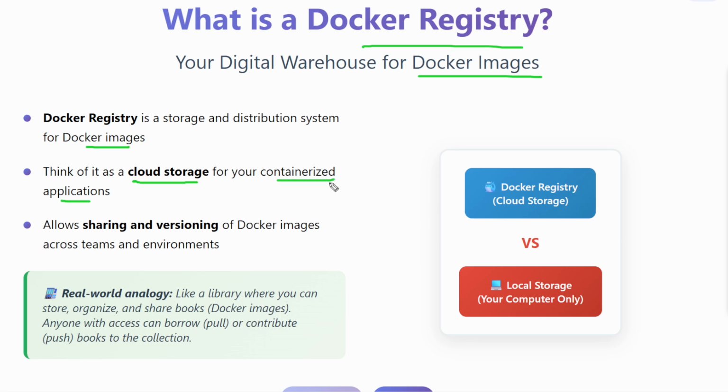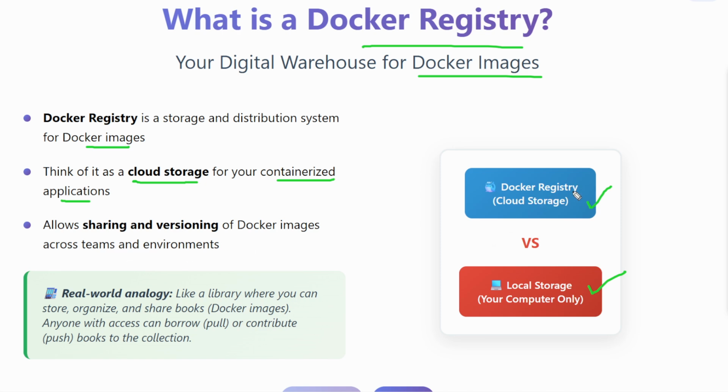Let's say in your computer, anything you store stays locally only, right? So only you can access it, and if you store it on some cloud platform, then you can share that with others, and it will be accessible to them also. That is the use case here, what exactly is meant by cloud storage. It basically allows sharing and versioning for Docker images across teams and environments.